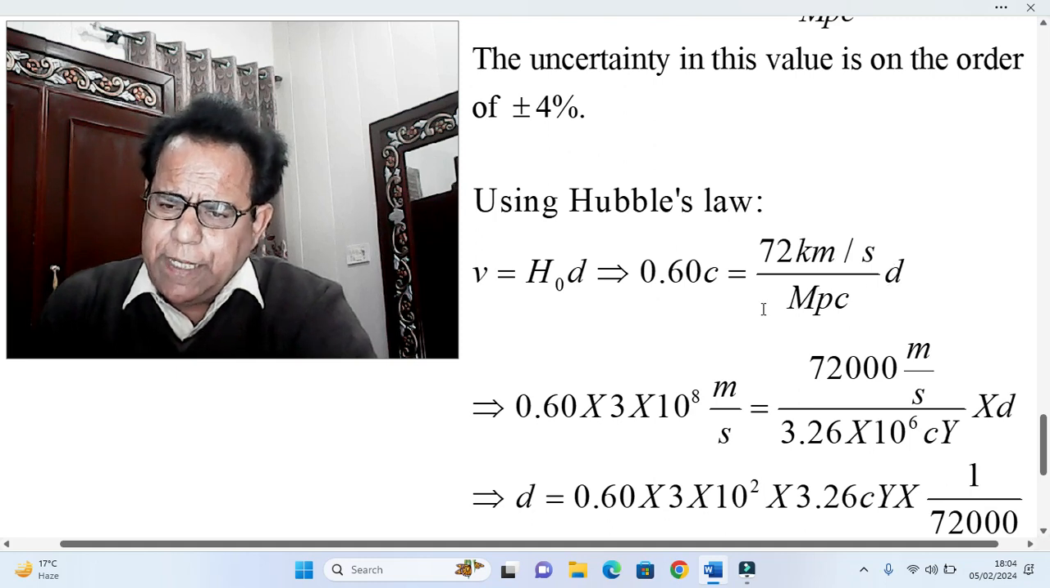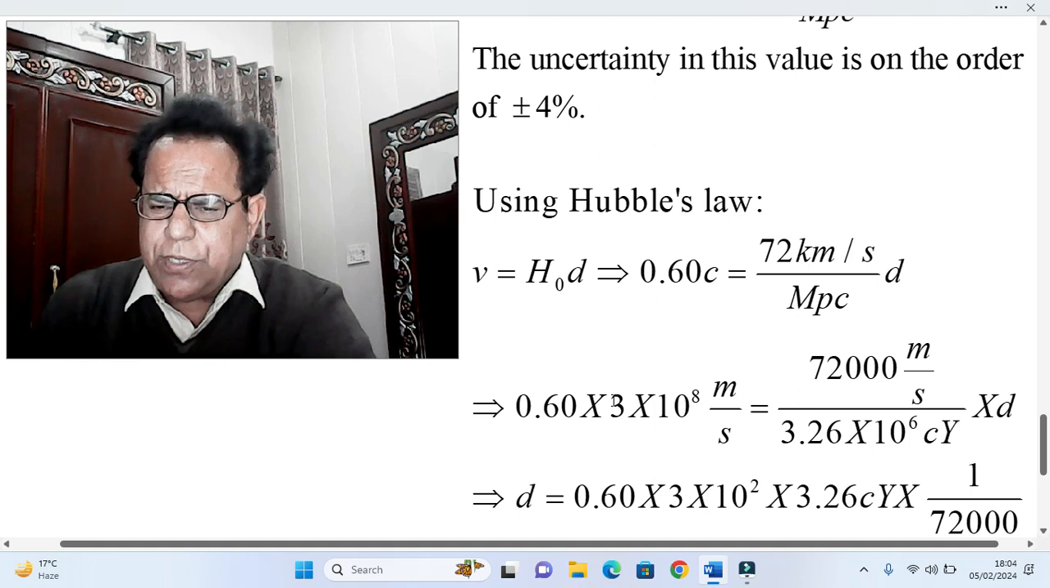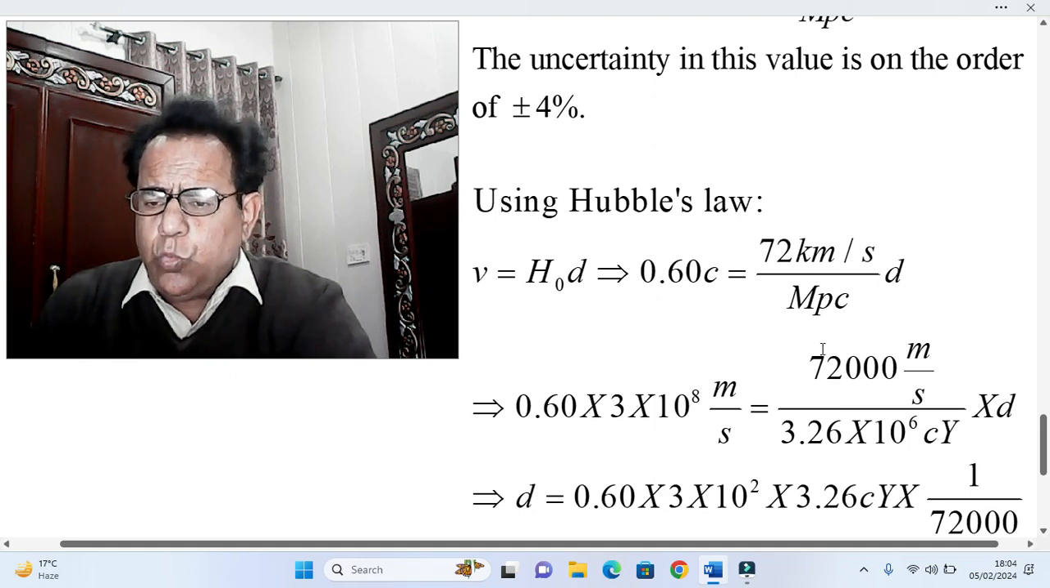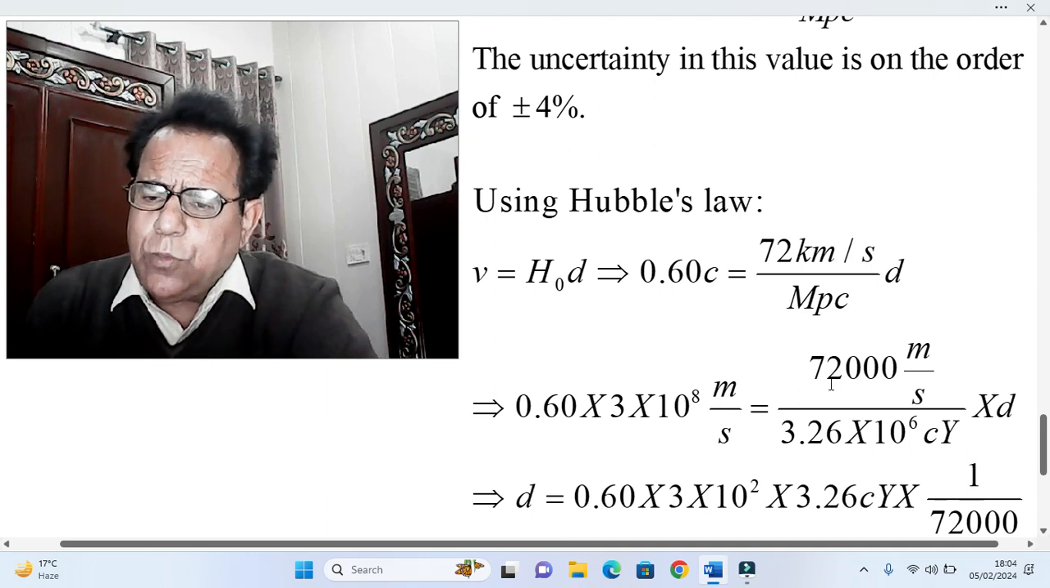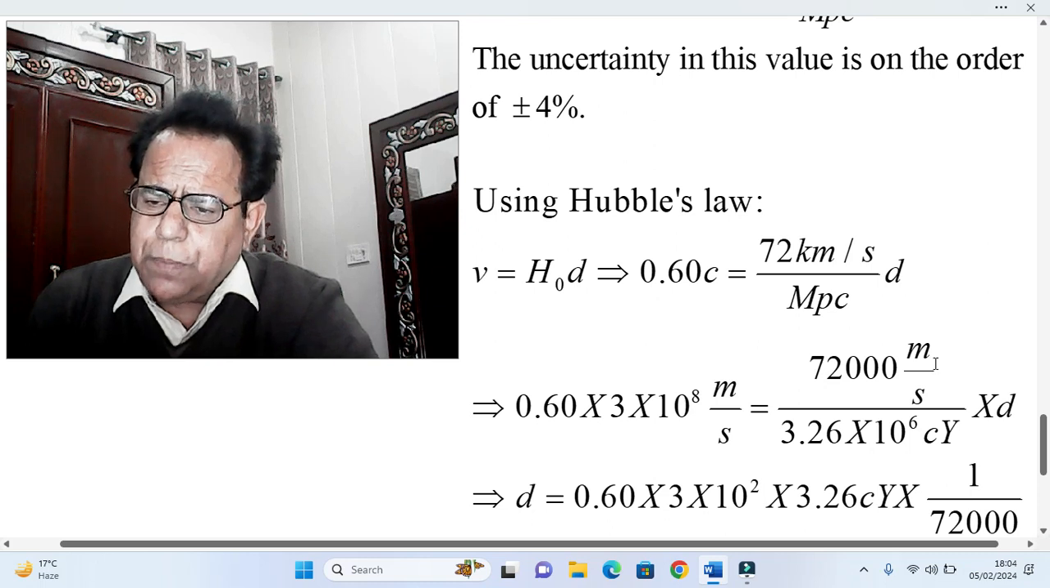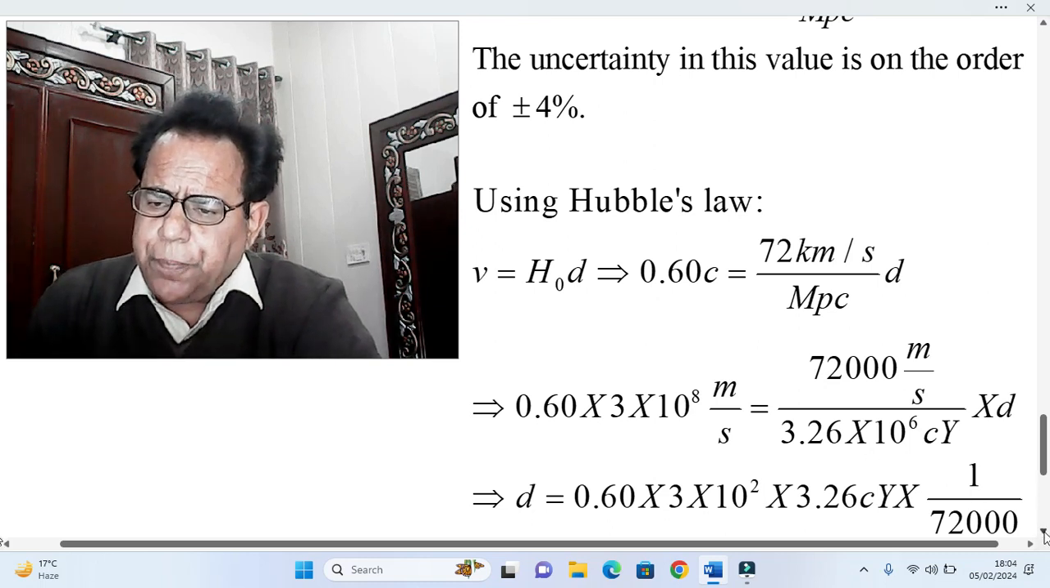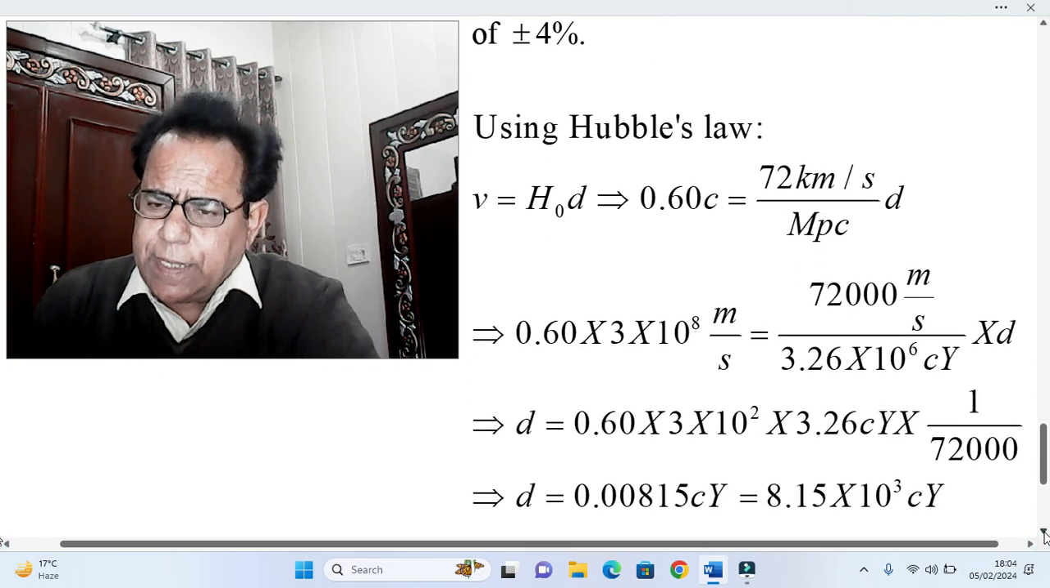From here, 0.60 into, in place of c we have used value of speed of light, that is 3 into 10 raised to the power 8 meter per second. Sometimes in place of 3 we use 2.998. No difference between 2.998 or 3.00. Is equal to 72,000 meter per second. Here we have converted kilometer into meter, so 72 has become 72,000 meter per second divided by megaparsec.